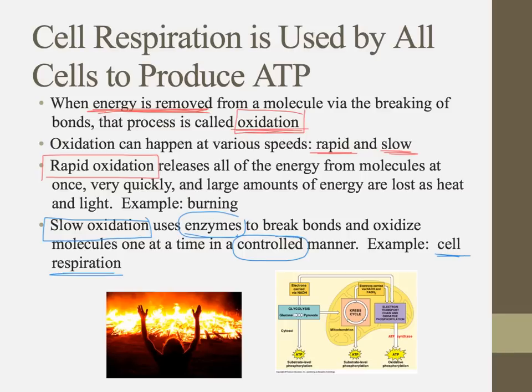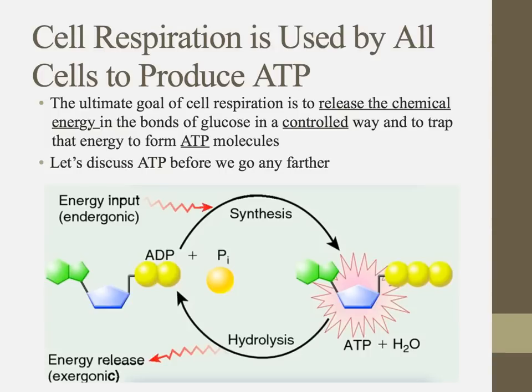Okay, so here is the ultimate goal of cellular respiration. You need to remember this whole thing, but there are some really important points in here. The ultimate goal of cell respiration is to release the chemical energy that's stored in the bonds of glucose in a controlled way, and we're going to try to trap that energy to form ATP molecules. So again, ATP is our major energy molecule. To get the energy out of ATP, we're going to hydrolyze or break this bond, and that's going to release energy for the cell to use.